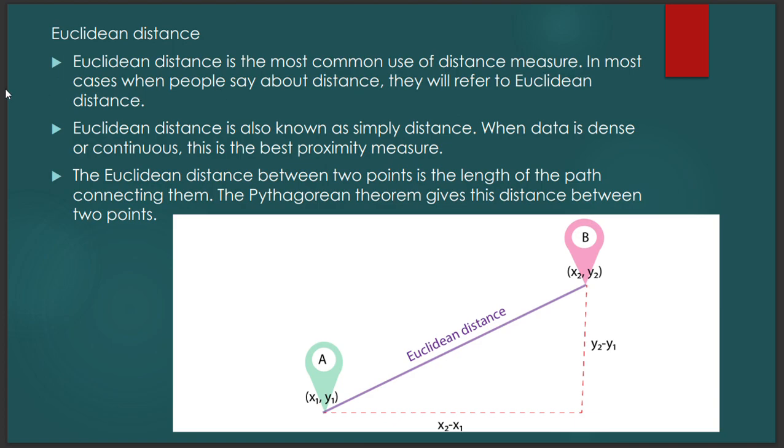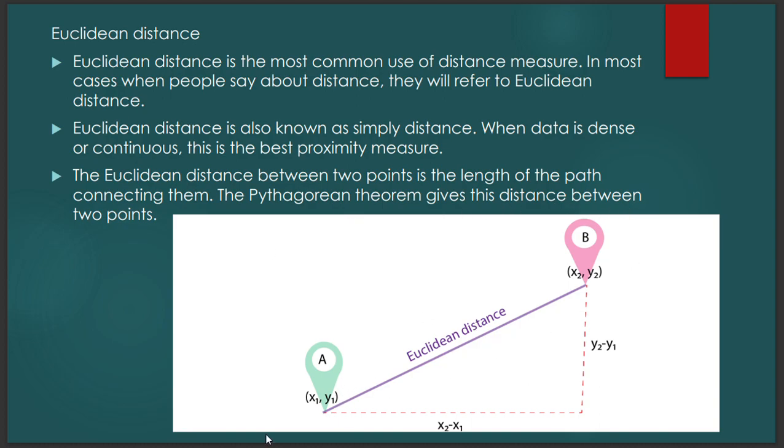Euclidean distance. Euclidean distance is the most commonly used distance measure. In most cases, when people talk about distance, they refer to Euclidean distance. It is also known as simple distance, and when data is dense or continuous, this is the best proximity measure. The Euclidean distance between two points is the length of the path connecting them. The Pythagorean theorem gives the distance between them.